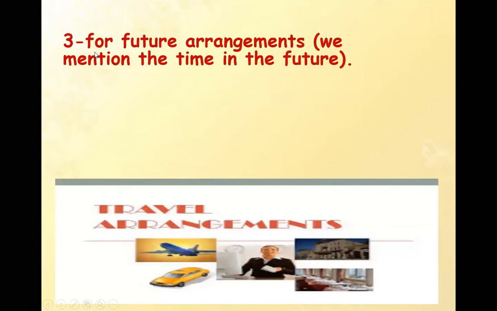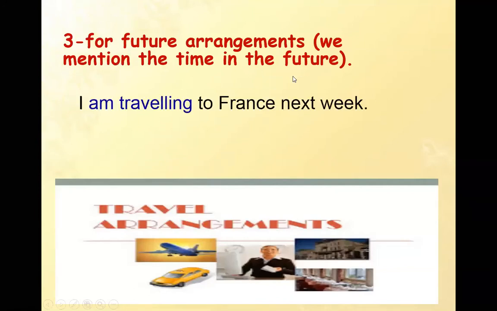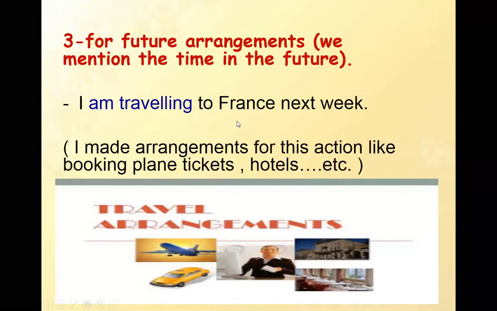Okay, let's go to the third use: for future arrangements. We also use the present progressive to express future. Like this example: I'm traveling to France next week. Can you see? Next week expresses future, but I used the present progressive or present continuous. Why? Because we can use the present progressive to express future. When you make arrangements using the progressive, all the actions were done, like booking plane tickets or hotels, or preparing the tools.